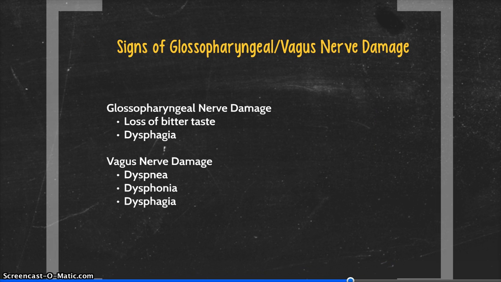So what are different signs of glossopharyngeal and vagus nerve damage? Signs of glossopharyngeal nerve damage could be the loss of bitter taste, which has to do with the sensory component, or dysphagia, and dysphagia is defined as difficulty swallowing. Signs of vagus nerve damage are dyspnea, which is defined as shortness of breath, dysphonia, that can be represented by any voice impairment or difficulty in speaking, and dysphagia, difficulty swallowing.